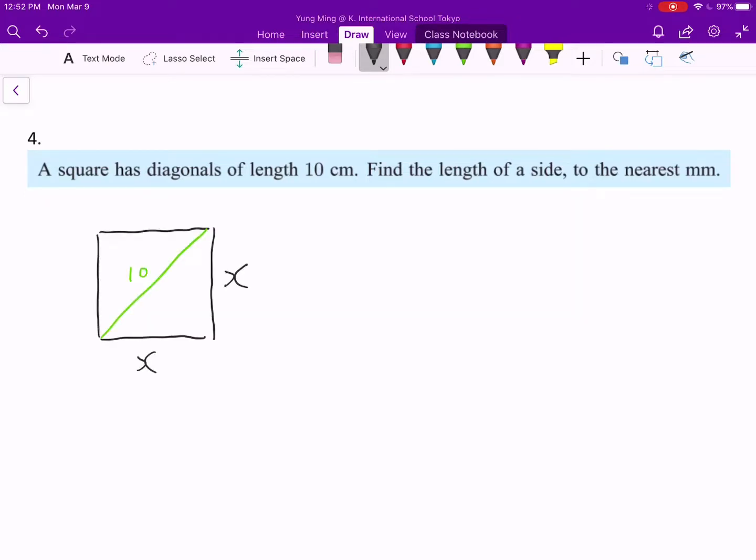So this time it's a square. My diagonal is 10 centimeters. I want to find the length of the side. Again, they like to play this conversion game over here to the nearest millimeter, so we need to deal with that later. So at least we can write our equation down now.